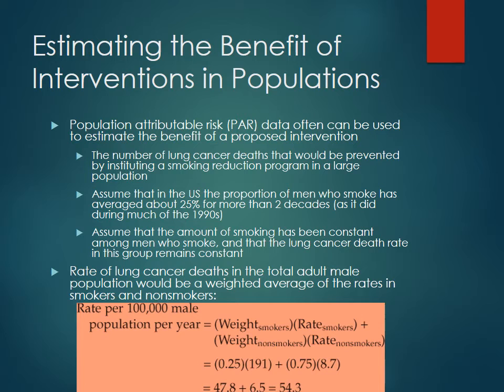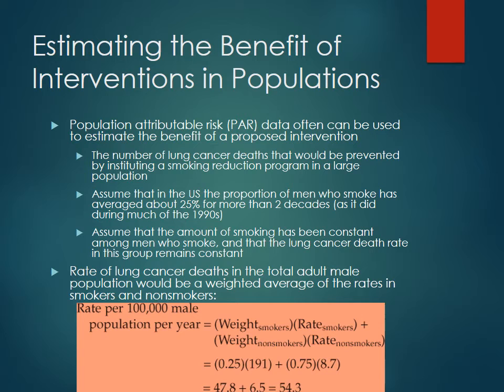So for instance, the number of lung cancer deaths that would be prevented by instituting a smoking reduction program in a large population. Okay, so how much difference in the deaths can we see based on this intervention? So again, let's assume that in the U.S., the proportion of men who smoke has averaged about 25% for more than 2 decades, as it did for much of the 90s. In this case, what would our PE be? 0.25. Yeah, because 25% of those men were smoking. So we're going to go with that constant there. And then assume that the amount of smoking has been constant among men who smoke, and that the lung cancer death rate in this group also would remain constant.